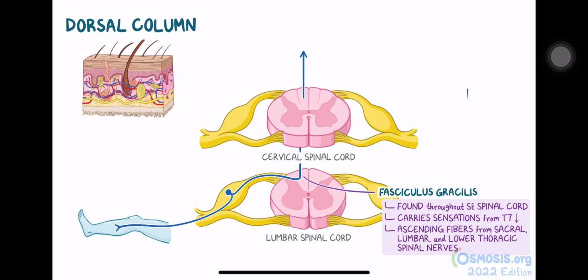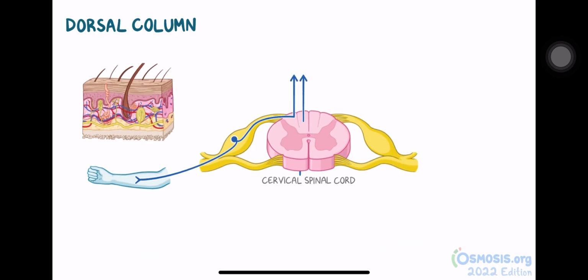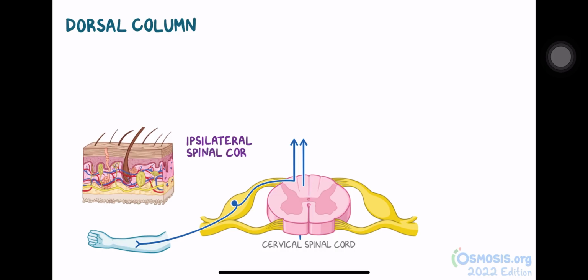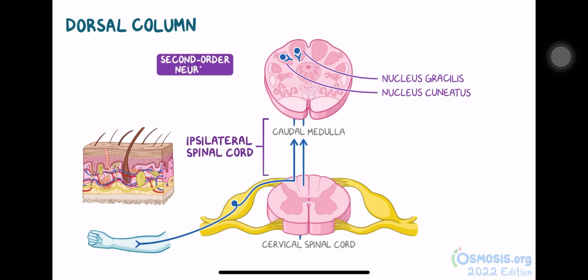The second part of the dorsal column is the fasciculus cuneatus, which, starting at about T7, is located in the lateral part of the dorsal column. The fasciculus cuneatus contains ascending fibers carrying sensations from the upper parts of the body. Both the fasciculus gracilis and fasciculus cuneatus ascend in the ipsilateral spinal cord to the medulla, where the nucleus gracilis and nucleus cuneatus are located. This is where both fasciculi terminate after their fibers synapse with the cell bodies of these second-order neurons.